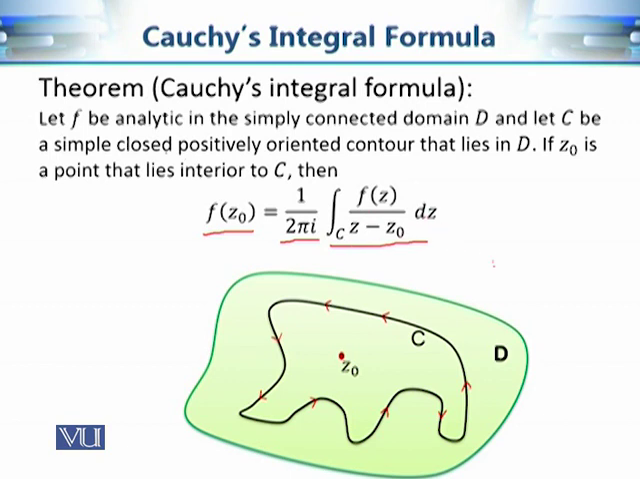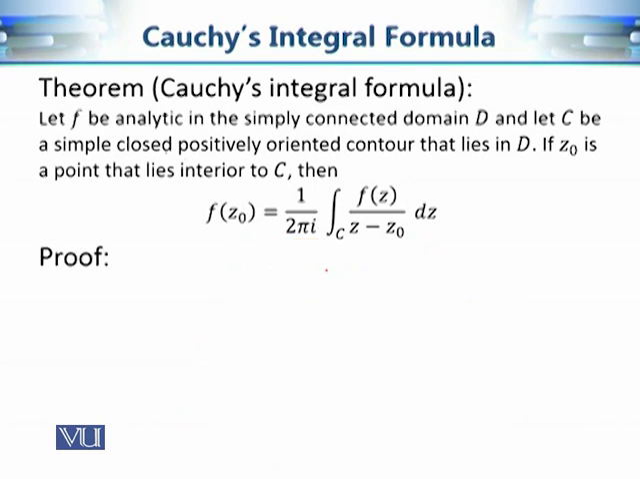So z0 is any point inside, or in the interior of, this contour C. We can choose this point to be any point inside, and the functional value can be found using this formula. Hence, all of the values for the points that lie inside this contour C can be found in this way. Now let's see how to prove this formula.